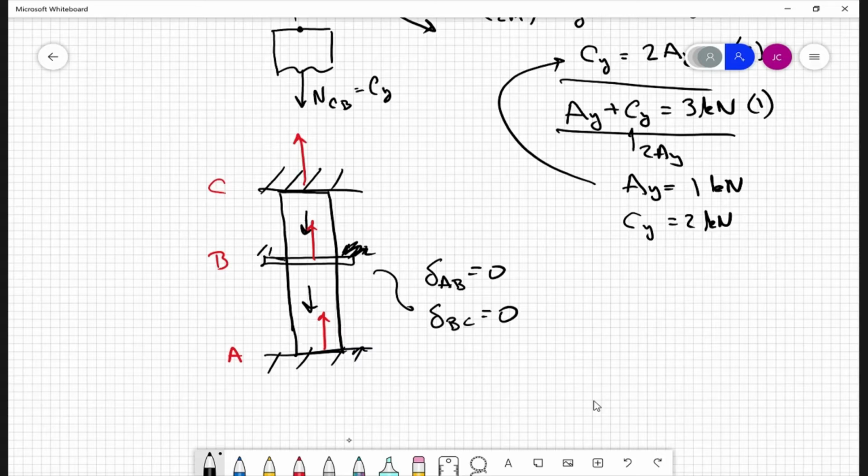And so you would do the same thing, right? You would have 3 unknowns, 2 compatibility conditions, and 1 equation of equilibrium, all right? And that's the way we'll do these, okay? All right.